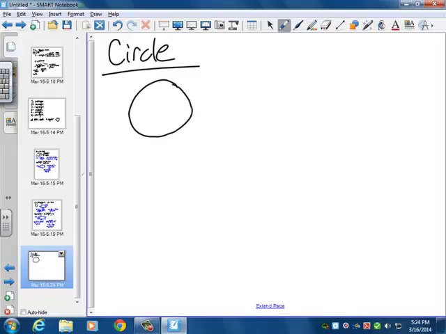Here's my circle. In the middle is the center. The distance from the center to an edge is called the radius. And we abbreviate that with a little r.